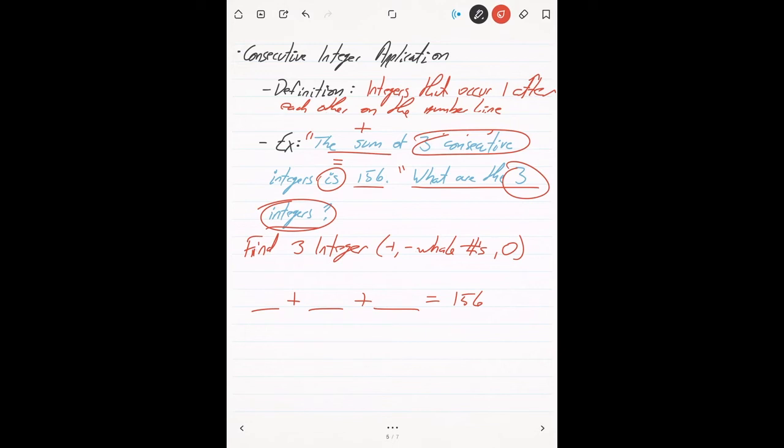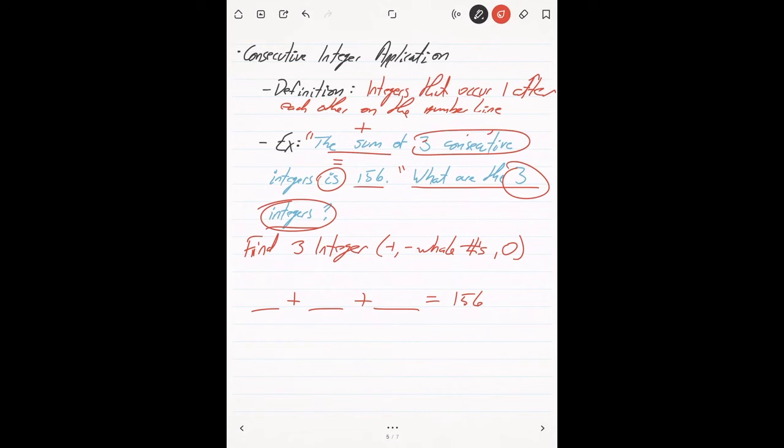Okay, the question now becomes, how do we represent these 3 numbers, these 3 consecutive integers? Well, because we don't know what they are, do we? We're not even told one of the integers. Because, well, I guess if we were told one of them, then we would know the other 2, wouldn't we? All we know is that 3 mystery numbers next to each other on the number line added together give us 156.